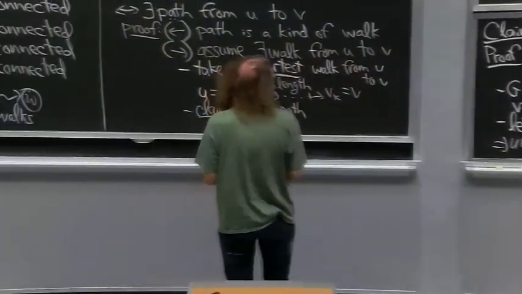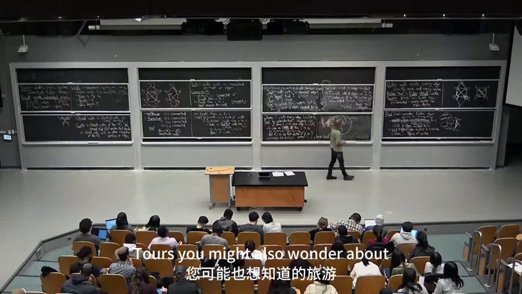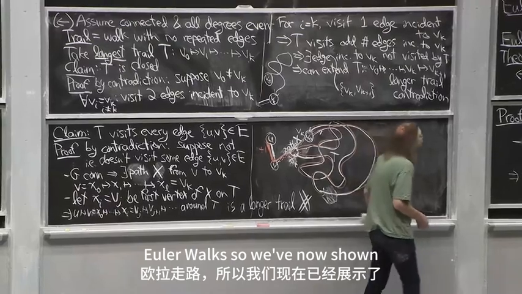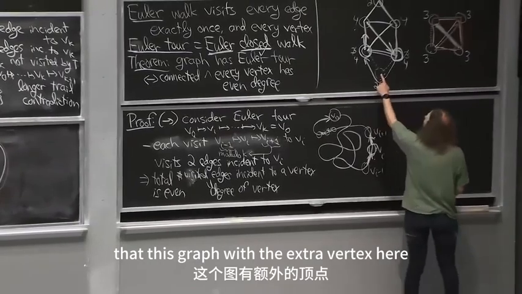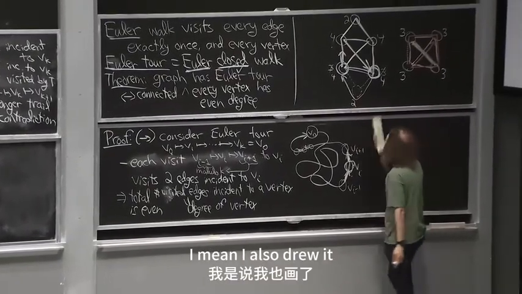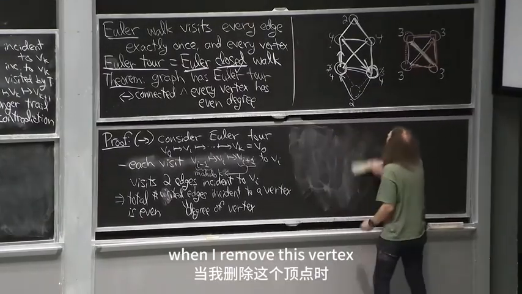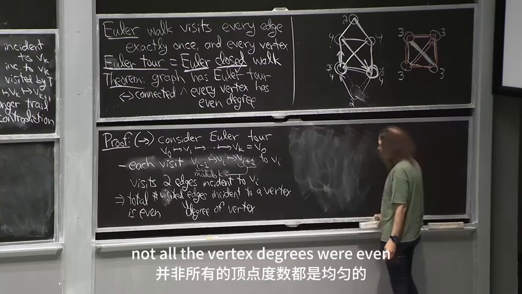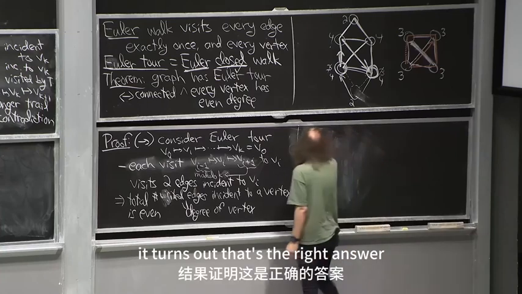All right. This was Euler tours. You might also wonder about Euler walks. So we've now shown in particular that this graph with the extra vertex here is indeed Eulerian. I mean, I also drew it, but we now understand why. When I removed this vertex, not all the vertex degrees were even. 2 of them were odd. It turns out that's the right answer.